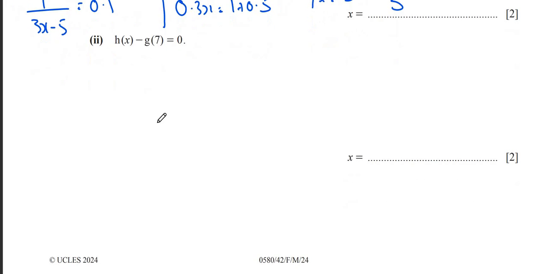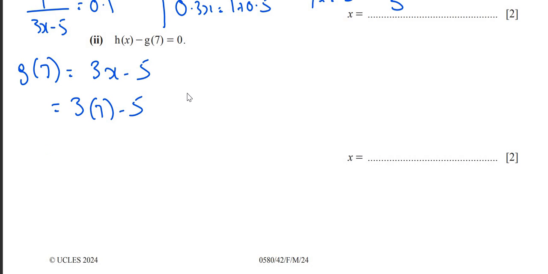Next question, h of x minus g of 7 is equals to 0. Alright. So first of all, let's calculate g of 7, which means 3x minus 5, which means 3 multiplied by 7 minus 5. 3 7s is 21, minus 5 is equals to 16.